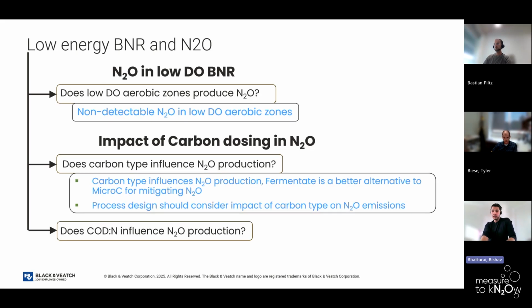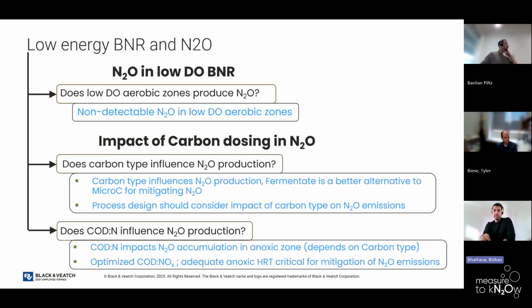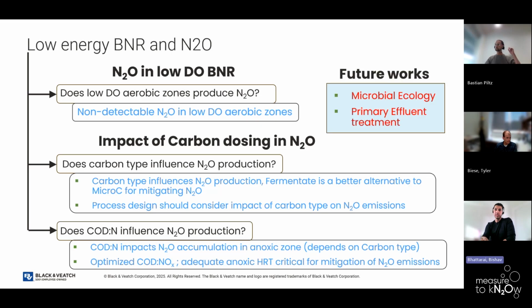The carbon type does influence what kind of nitrous oxide profile we would see in our reactors, and the COD to NOx ratio does as well. It's just finding the right carbon type and dosing to make sure we mitigate the nitrous oxide through our systems. So some of the future work, which is ongoing, is looking at microbial ecology.